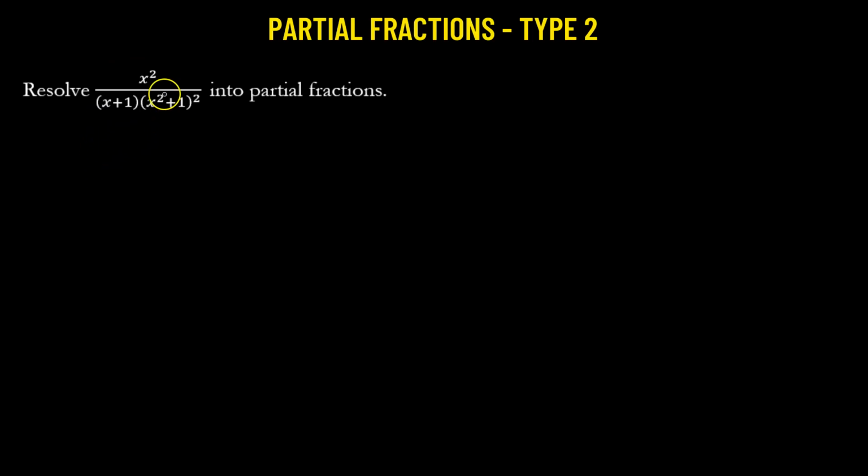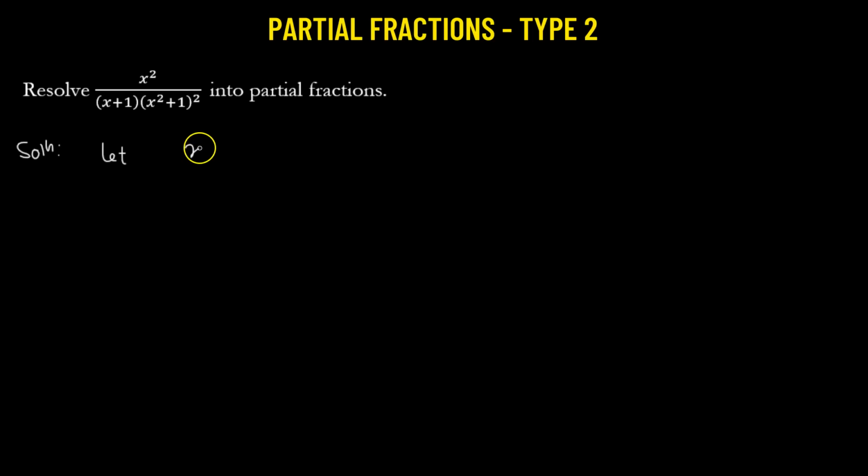In this problem, we need to resolve the given rational fraction into partial fractions. So let us begin. Clearly, if we consider the denominator of the given rational fraction, we have three factors. One is x plus 1. The other two factors are x squared plus 1, and x squared plus 1 is repeating here twice. So here we'll get three partial fractions.